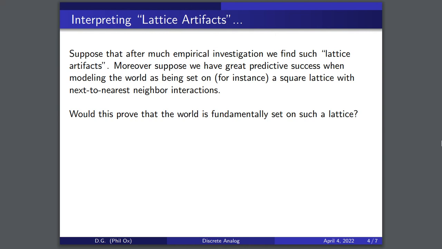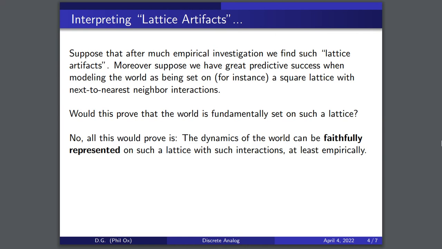Suppose that after much empirical investigation, we find such lattice artifacts. And moreover, suppose that we ultimately have great predictive success when we model the world as being set on, just for instance, a square lattice with next to nearest neighbor interactions. Suppose that theory just works and it applies to the world very, very well. Would this prove that the world is fundamentally set on a lattice? Would it even be good evidence for it?